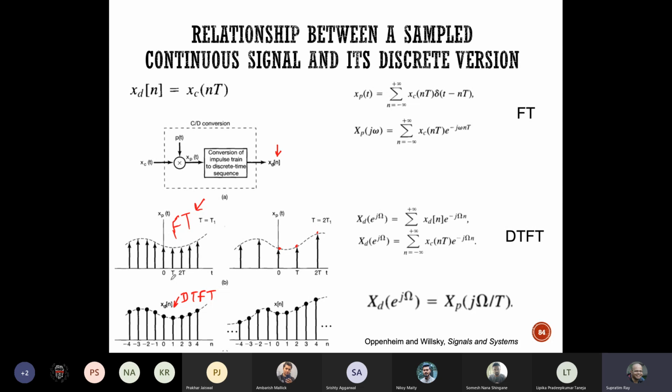So I have lost information about T itself. Here, I can't tell what T is. So here T is equal to some T1, and it's twice that of T1 here. When I look at these plots, I know what T is. When I look at these plots, I don't know what T is because it's 0, 1, 2, 3, 4.